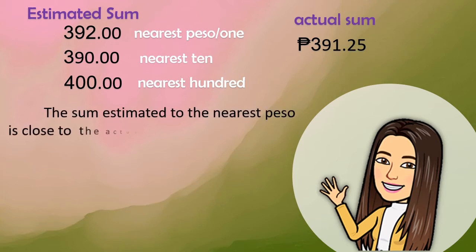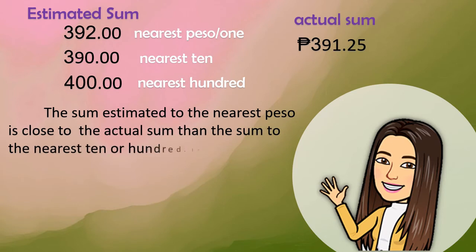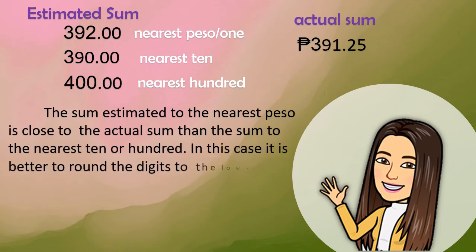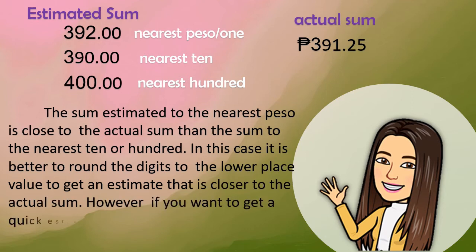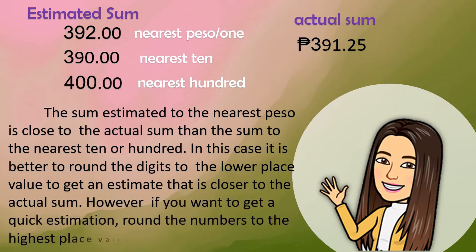The sum estimated to the nearest peso is closer to the actual sum than the sum to the nearest 10 or 100. In this case, it is better to round the digits to the lower place value to get an estimate that is closer to the actual sum. However, if you want to get a quick estimation, round the numbers to the highest place value.